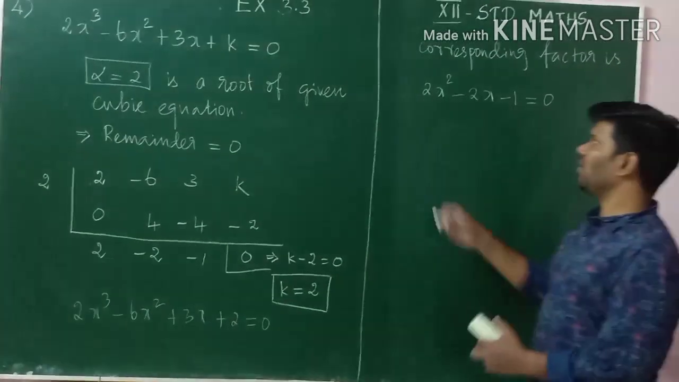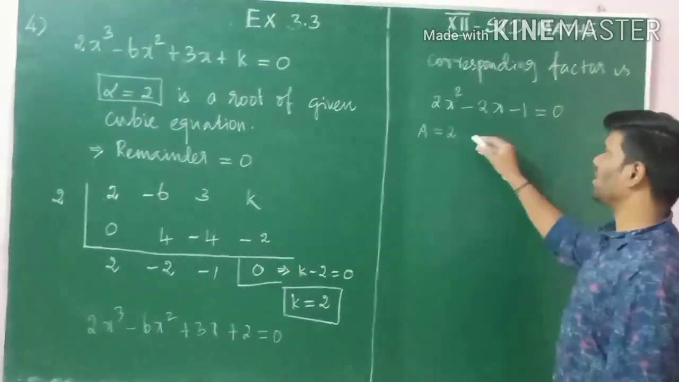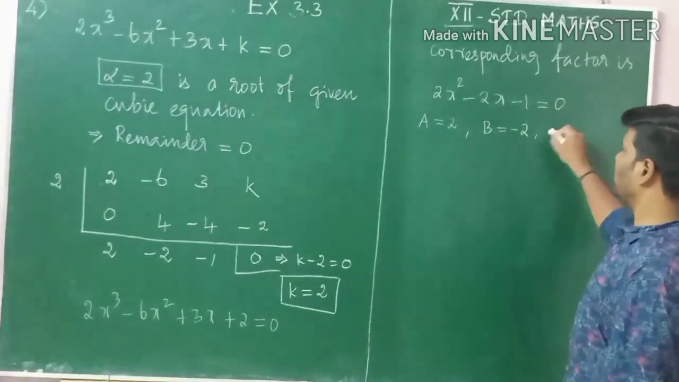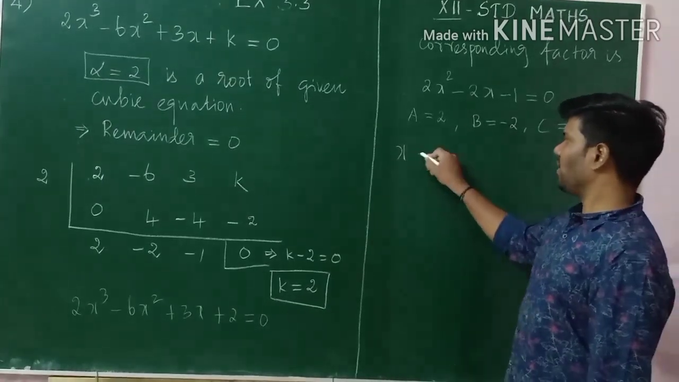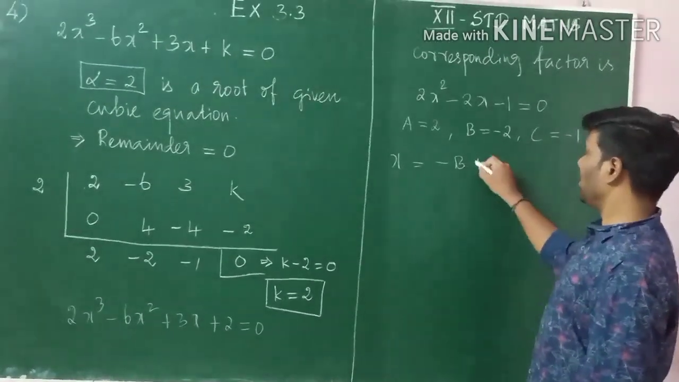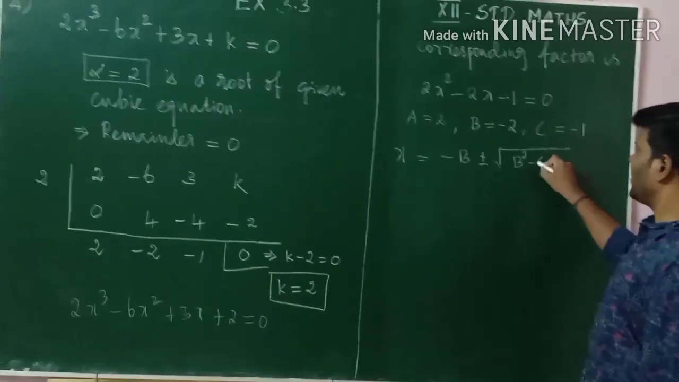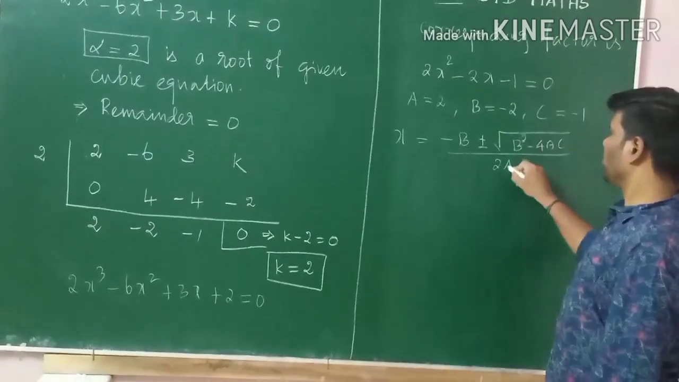So here the value of a is 2, the coefficient of x square, and the value of b is the coefficient of x, so minus 2. C is equal to minus 1. So what is the quadratic formula? Minus b plus or minus square root of b square minus 4ac, whole divided by 2a.